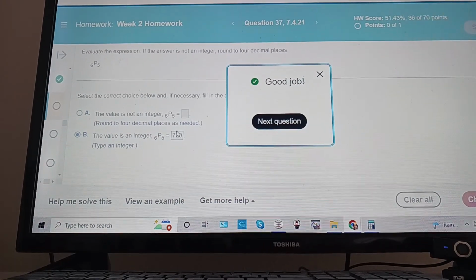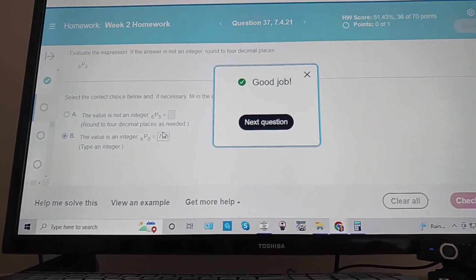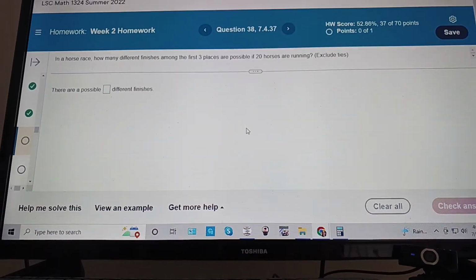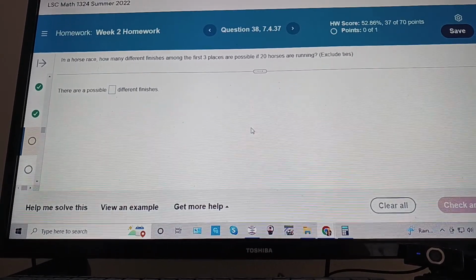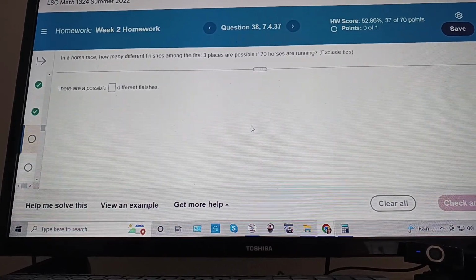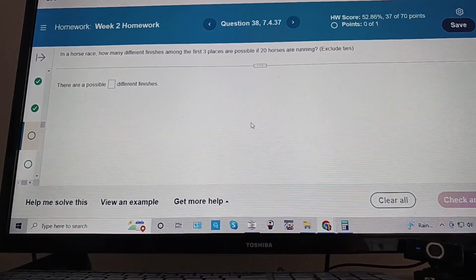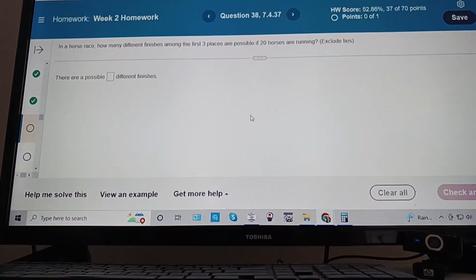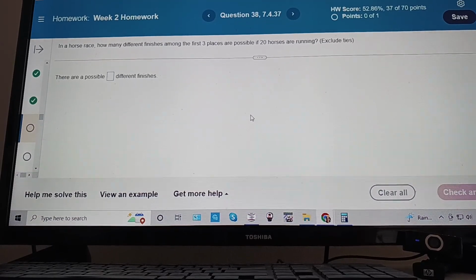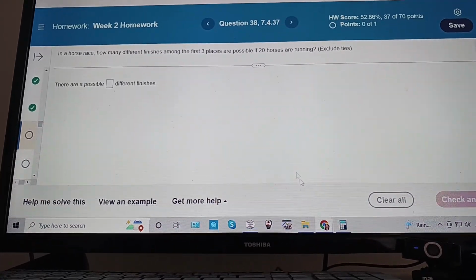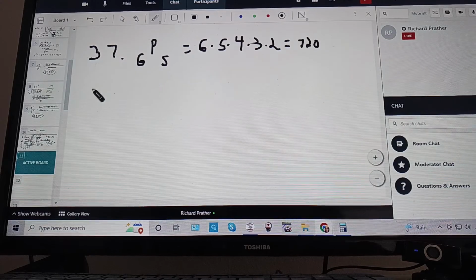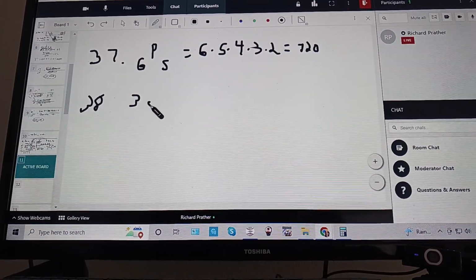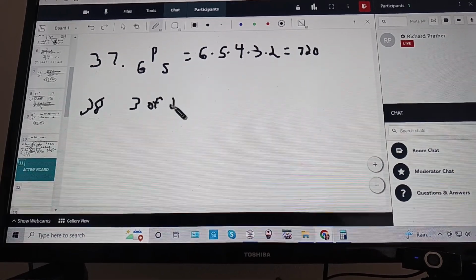So here they're just having you calculate these, but in a second they're going to make you figure out which one's which, which gets to be the hardest part. Okay, in a horse race, how many different finishes among the first 3 places are there possible if 20 horses are running? Exclude ties. So I need to choose 3 horses out of 20 for the first 3 winners. I'm choosing 3 out of 20. I'm not doing 1 of 3 and 1 of 20. I'm doing 3 out of 20.